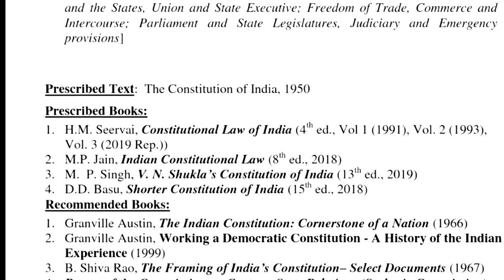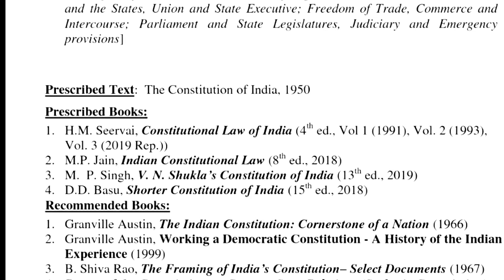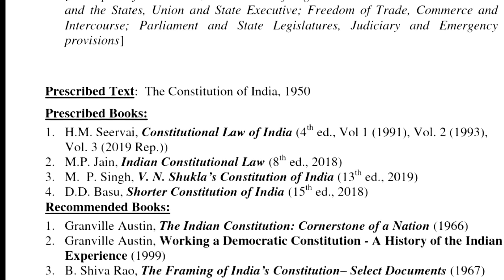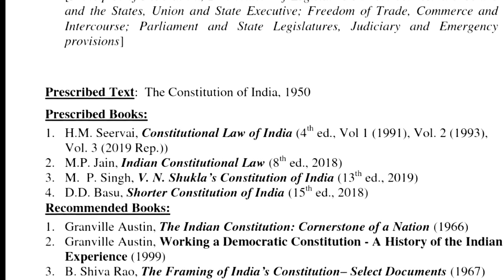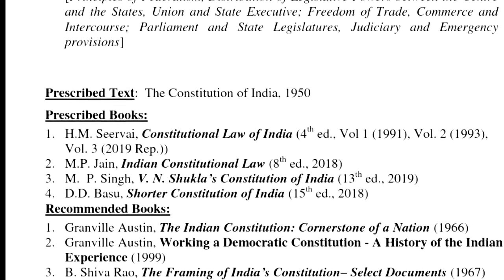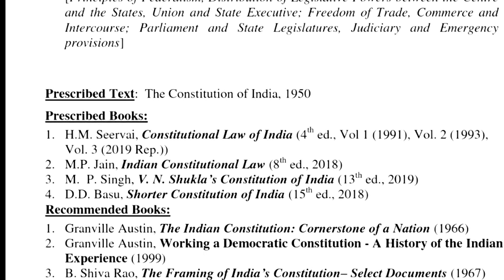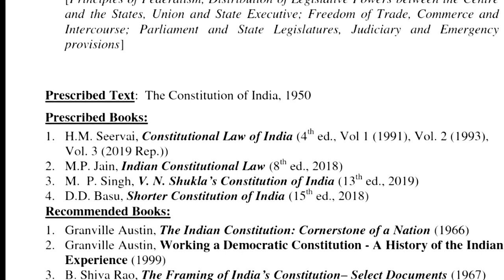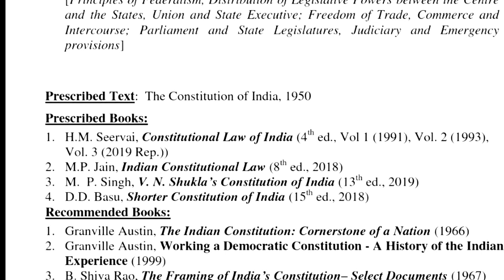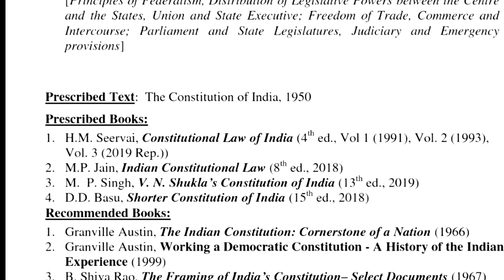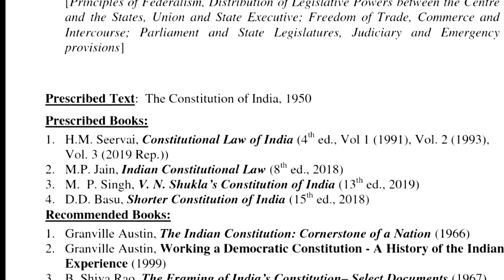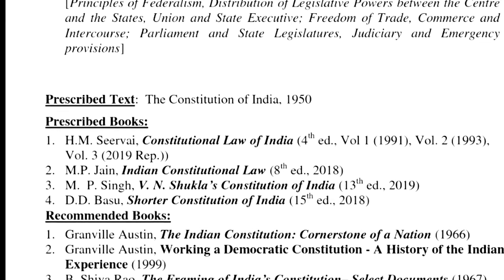Now, what is the Tribes Advisory Council? If you look at the text of Part B of Schedule 5, it says that there shall be established in each state having scheduled areas therein, and if the President so directs, also in any state having scheduled tribes but not scheduled areas therein, a Tribes Advisory Council consisting of not more than 20 members, of whom as nearly as may be 3/4 shall be representative of the scheduled tribes in the Legislative Assembly of the state.